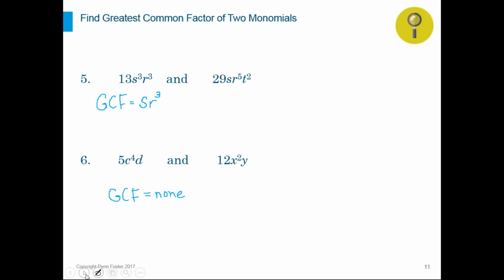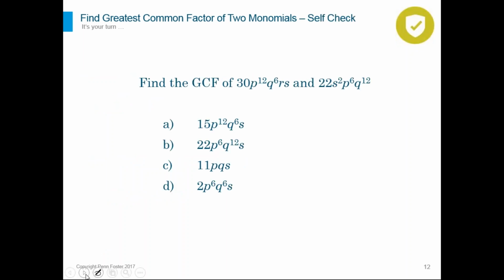Okay, let's go to the self-check. Find the greatest common factor of two monomials: 30p to the 12 q to the 6 rs and 22s squared p to the 6 q 12.